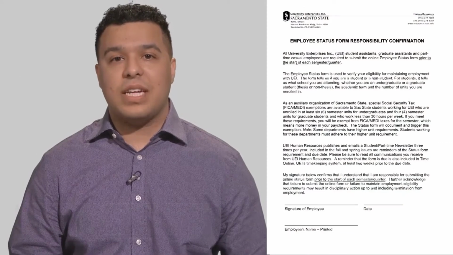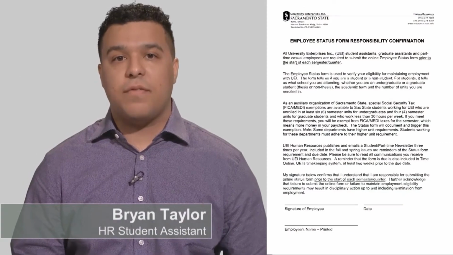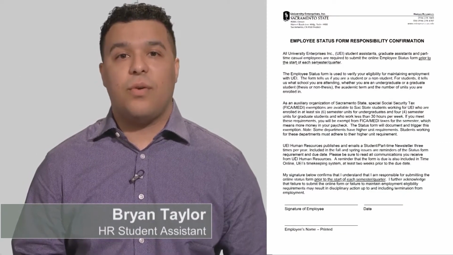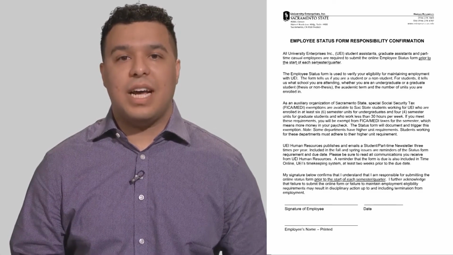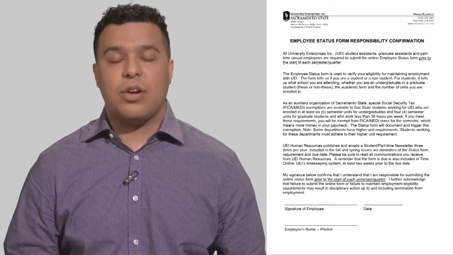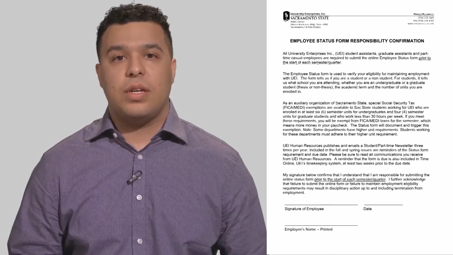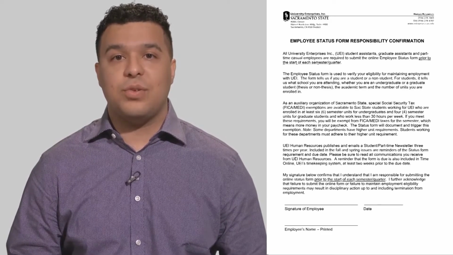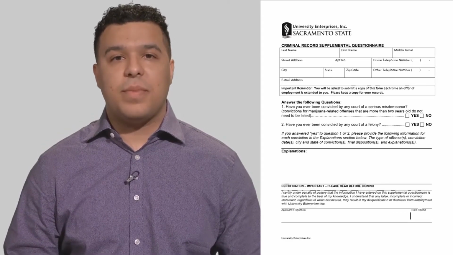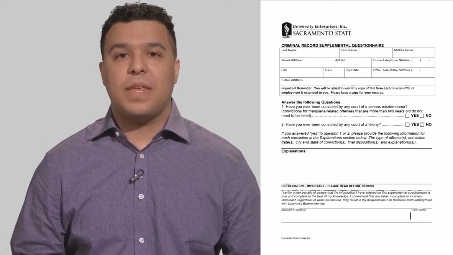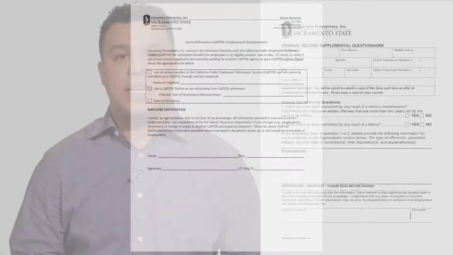Next is your employee status form responsibility confirmation. Signing this form confirms that you understand your responsibility for submitting the online status form prior to the start of each semester or quarter. This rule also applies to students who are working and graduated. Then we have our criminal records supplemental questionnaire. As a condition of your employment, we need you to complete this form, sign and date at the bottom.